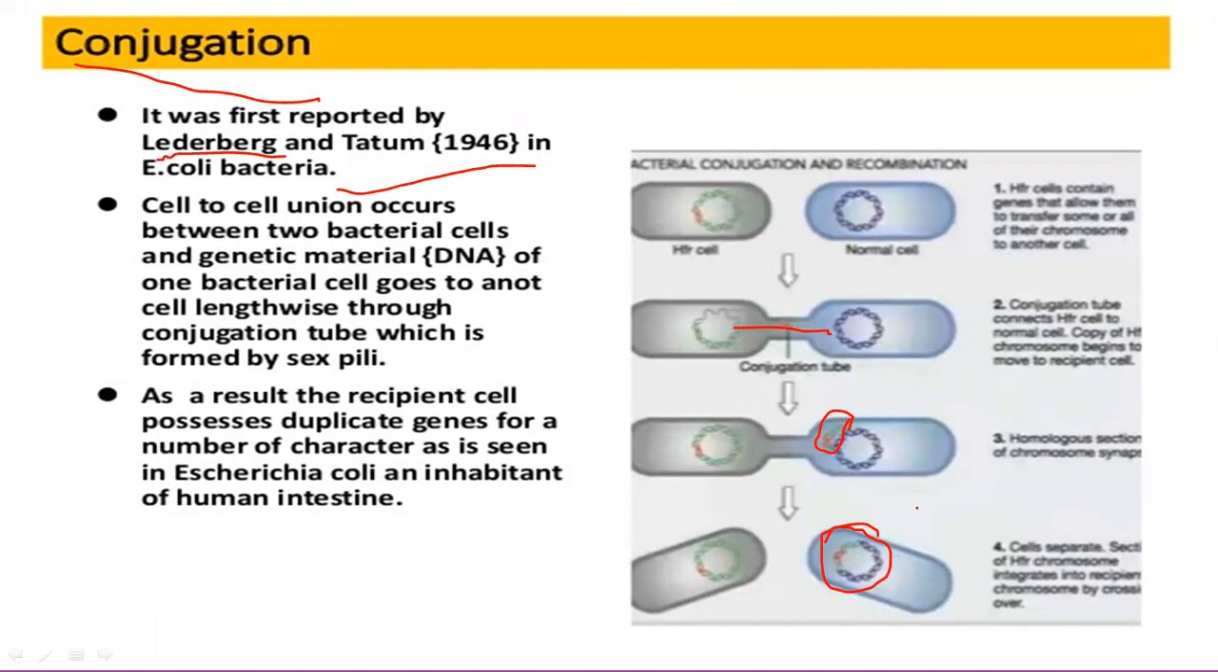For conjugation, the sex pili or pilus forms a conjugation bridge, as you can see here. This is a bridge-like structure formed with the pili, which temporarily joins the two cells. The bacterium that gives the DNA is called the donor, and the one that receives it is called the recipient. And sometimes it happens that a plasmid does this process.